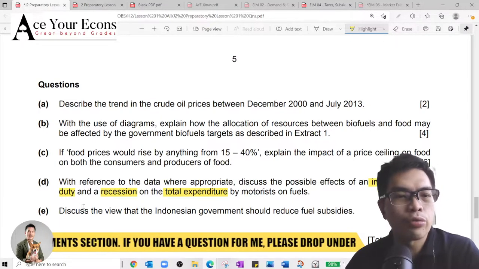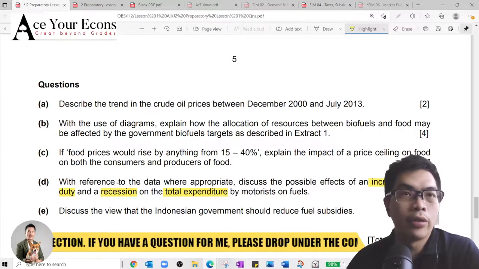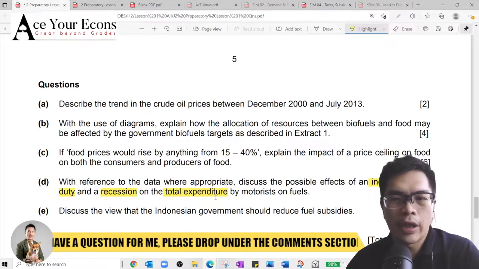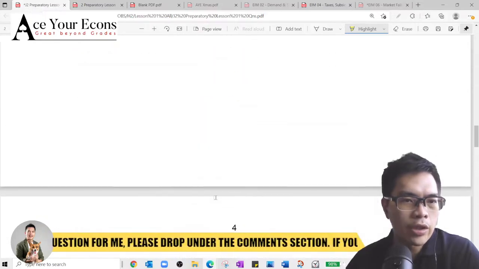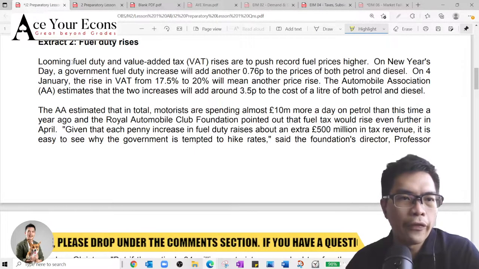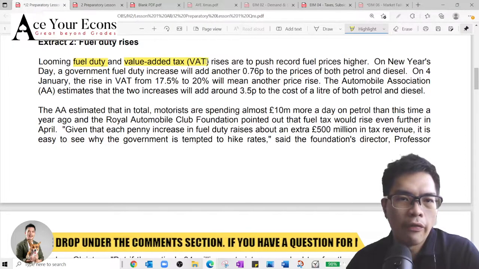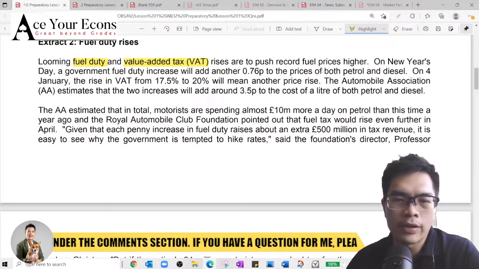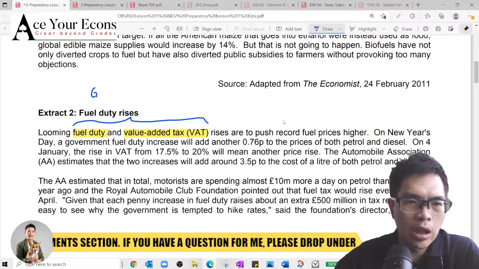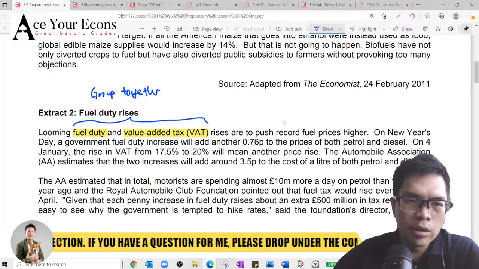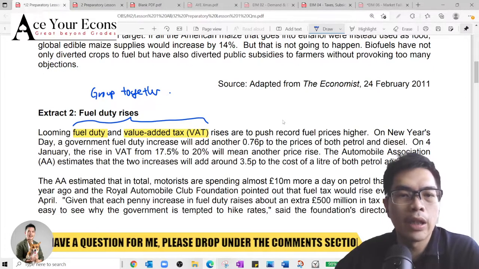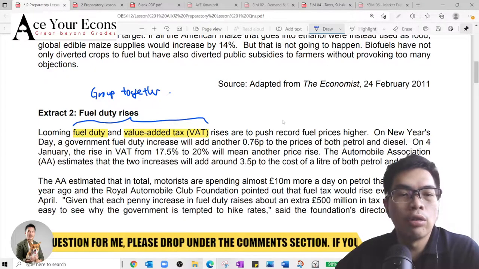So how do we know these three keywords tell us that we are going to use the demand and supply framework? Of course, we have to guess lah. So now, let's make logical guesses. If you look at the extract, which extract is that? Extract 2. It tells us that fuel duty and VAT, value added tax, push your fuel prices higher. So we can see that these two are grouped together, right? So if you're totally clueless, you can consider relating fuel duty to a tax. If not, there is no better way to group them. Agreed? So it's going to be a tax on fuel.